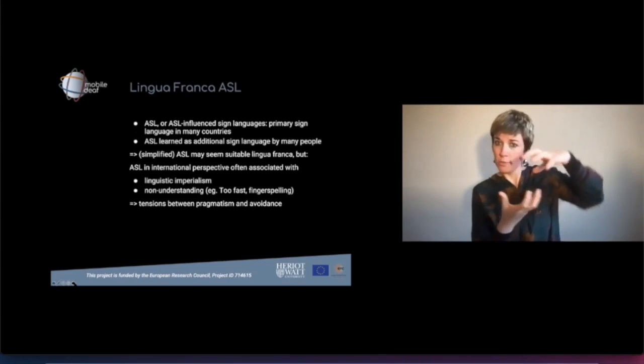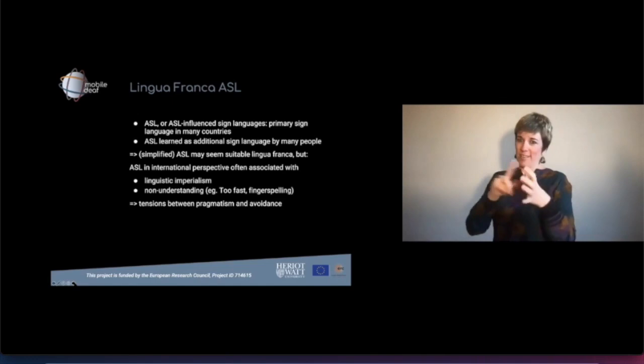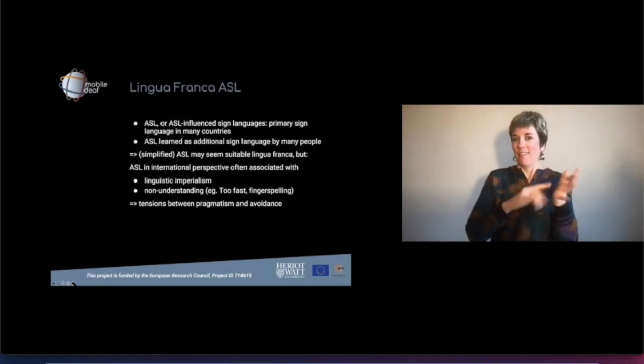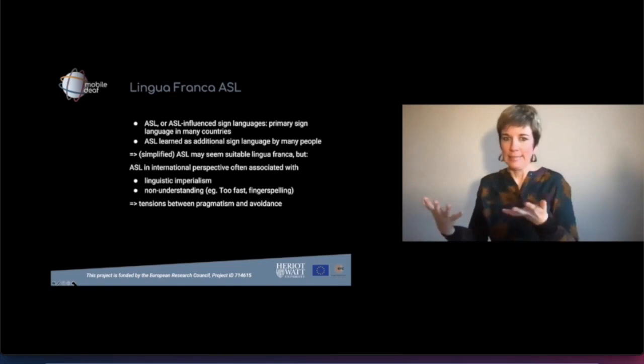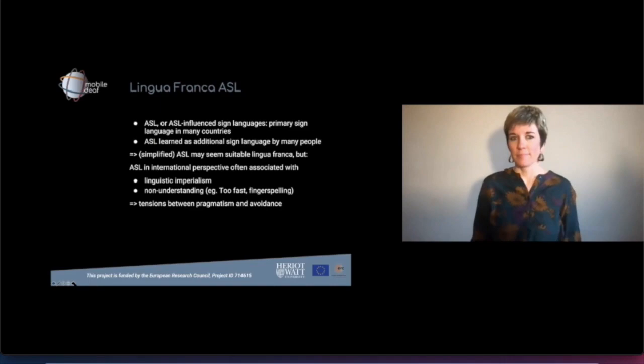In the Global South, in continents such as Africa and Asia, we see American Sign Language use peppered throughout the deaf populations in many different contexts. But there is tension, there is disagreement in the community about linguistic imperialism or linguistic colonialism and American Sign Language taking that position in the deaf world, and the fact that there's an association with also a lack of understanding because American Sign Language is often articulated very quickly, particularly the fingerspelling, which leads to tensions between people who do understand ASL and encourage and promote its use, and those who prefer to avoid ASL as a lingua franca.